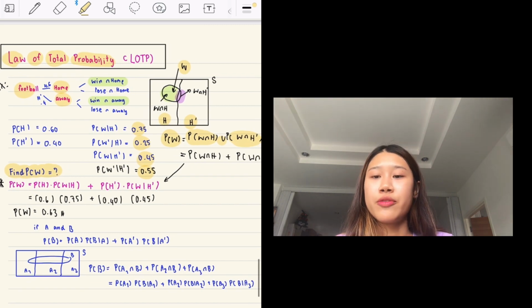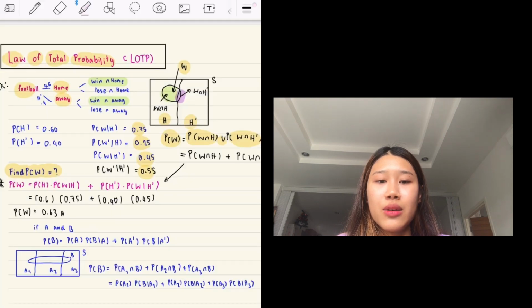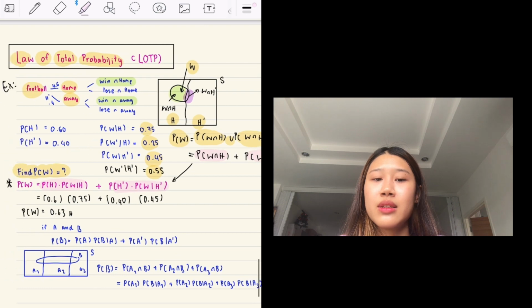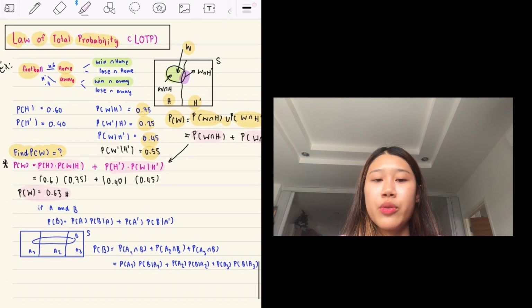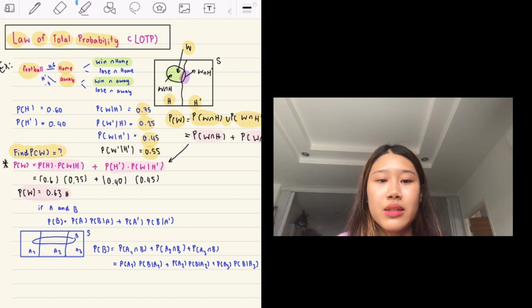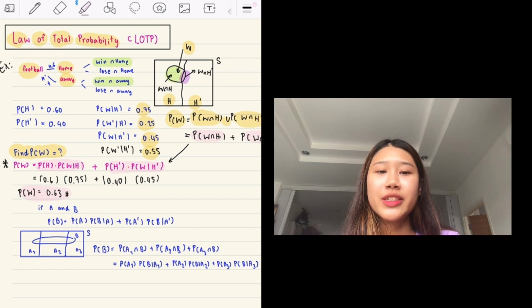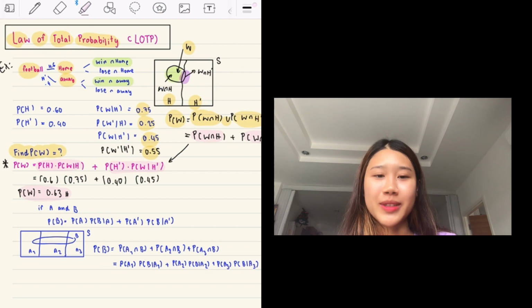Again, the probability of W intersection H is the probability of H times the probability of W given H, and similarly for winning away. And the probability of winning will be 0.63. I'm sorry if it is getting too complicated.